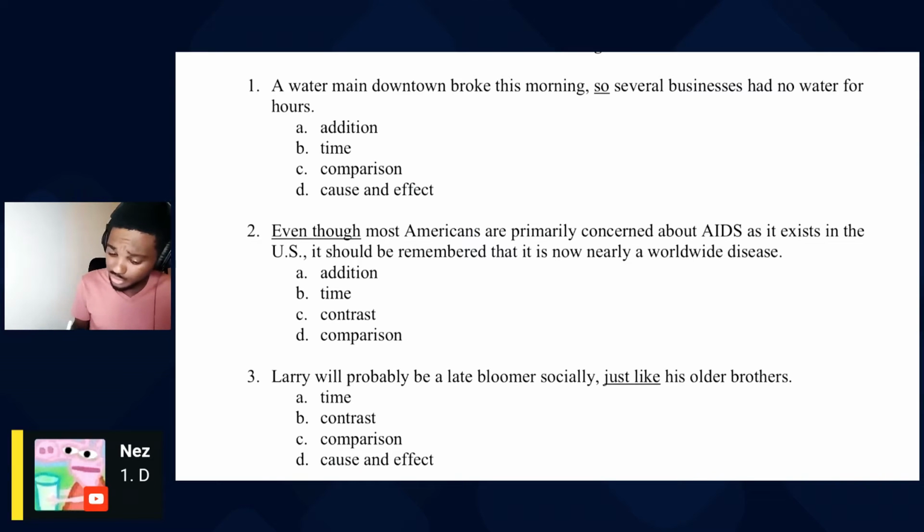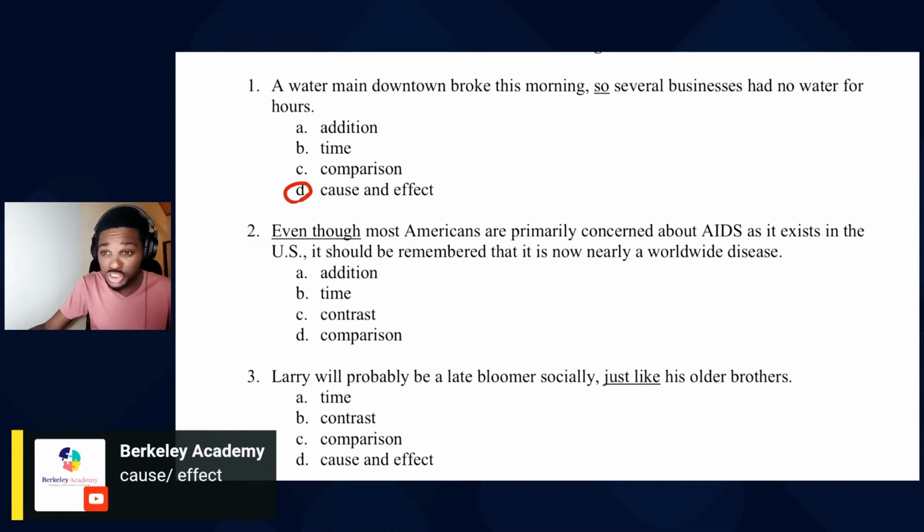The so here is, of course, cause and effect, right? It's showing that because the water main broke down, several businesses had no water. What's the cause? The water main broke down. What is the effect of that cause? Several businesses had no water. And how do we show that relationship? By using so.